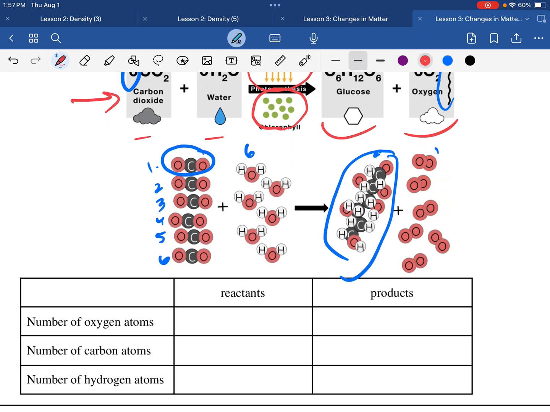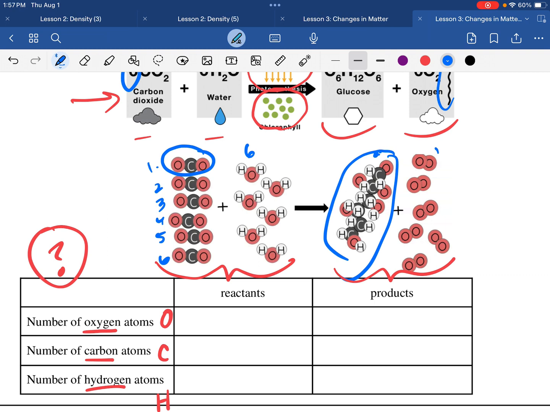So here's what you're going to do. The question on your video. You're going to identify how many of each type of atom. We see there's oxygen atoms, carbon atoms, and hydrogen. So oxygen is O, carbon is C, hydrogen is H. And you're going to count how many there are in the reactants altogether, and then in the products. We'll do one together first, and then you're going to answer some questions in your video.